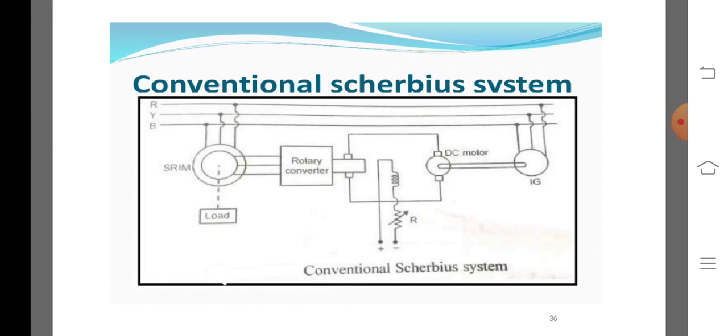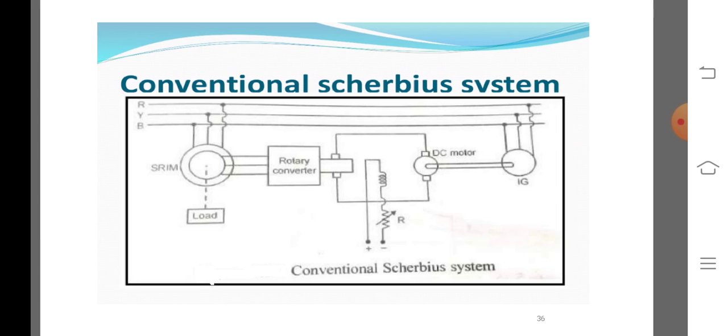This is the conventional Scherbius system. Scherbius systems include the static Scherbius drive and the conventional Scherbius drive. In a Scherbius drive, the converter system in the Kramer drive is replaced by a phase controlled cycloconverter, so that slip power can be controlled to flow in either direction. It has bidirectional power flow capability. The drive can be controlled not only for motoring and regeneration, but for subsynchronous as well as supersynchronous speed regions as well.